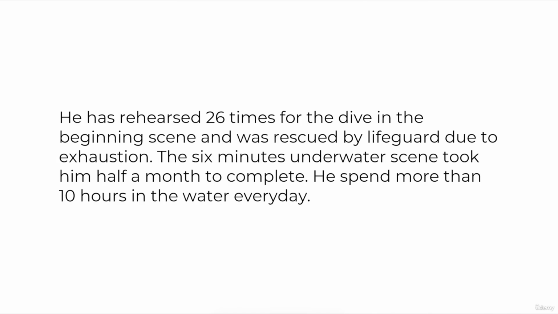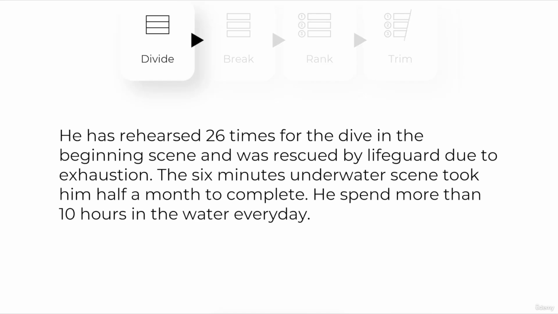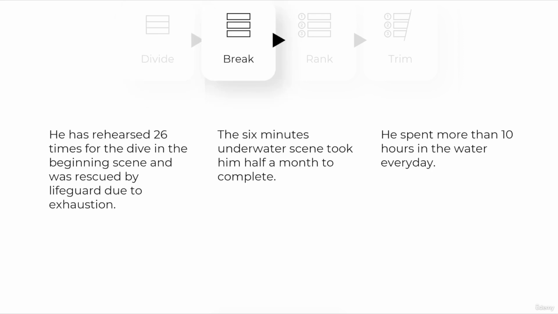Here's the original paragraph. So the first step of simplification is to divide. He has rehearsed 26 times for the dive in the beginning scene and was rescued by the lifeguard due to exhaustion. So that looks like part 1. The 6 minutes underwater scene took him half a month to complete. That looks like part 2. And he spent more than 10 hours in the water every day. That's part 3. Usually you divide where the period is, and then you divide them into 3 separate text blocks.